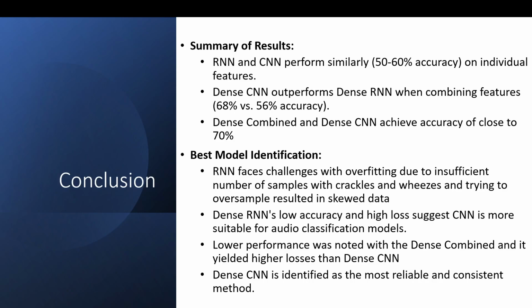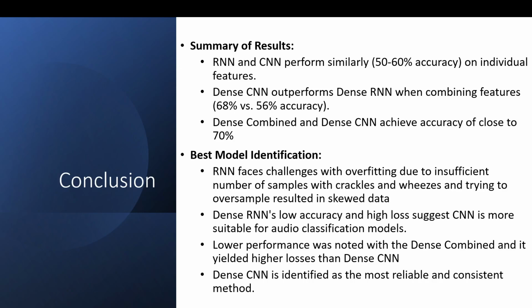So how do we identify the best model moving forward? With RNN, we can clearly see we face challenges with overfitting due to the insufficient number of samples with crackles and wheezes, and trying to oversample resulted in skewed data. This is actually the reason why earlier we did not see any data for the both column. The dense RNN has a very low accuracy and high loss, which suggests that CNN is much more suitable than dense RNN for an audio classification model.